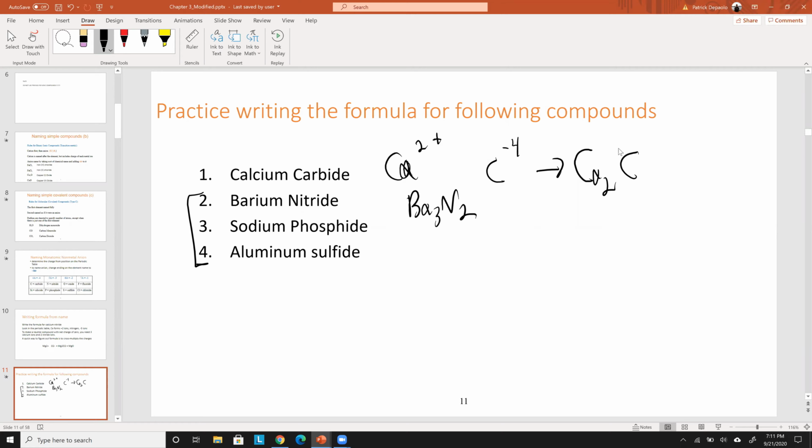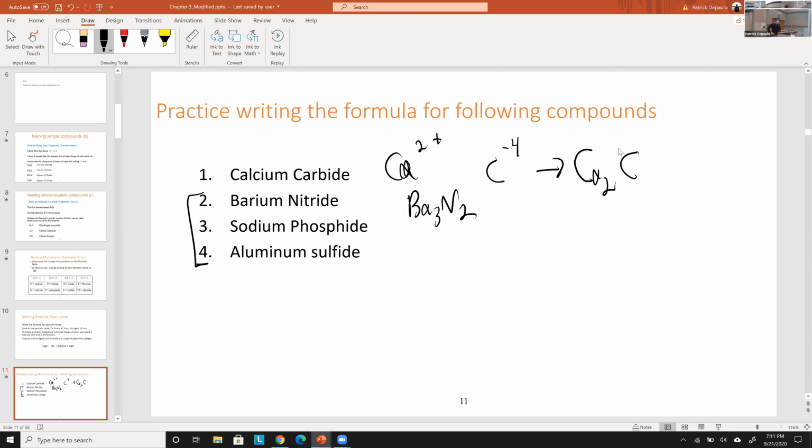Ba3N2. And the reason is because nitrogen is -3. There's 2 of them, so -6 is the total. And then barium, there's 3 of them, so +6 has to be the total. Each one of the bariums is +2.